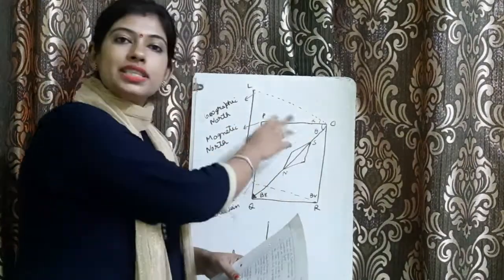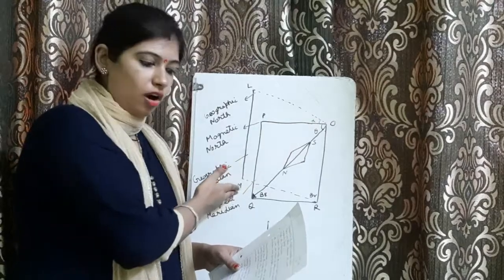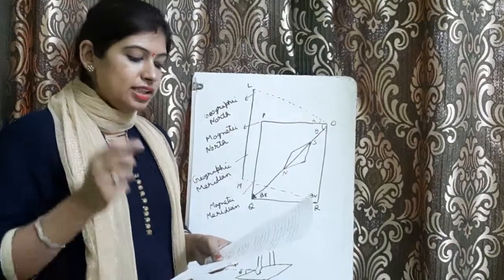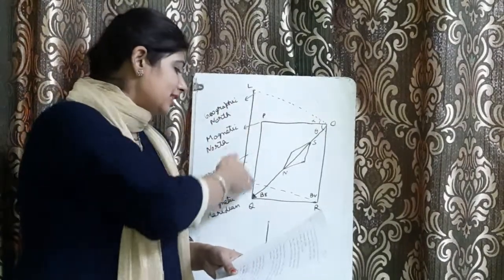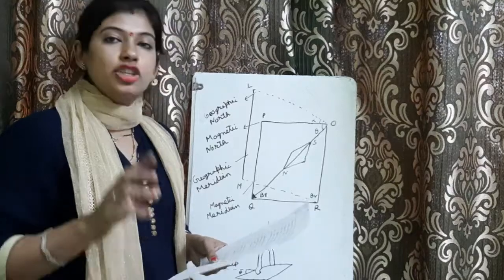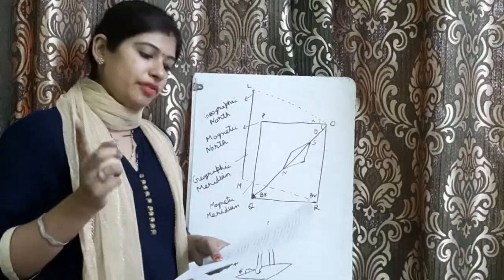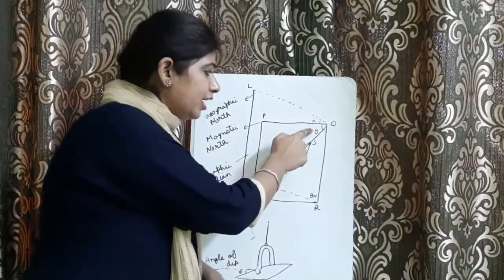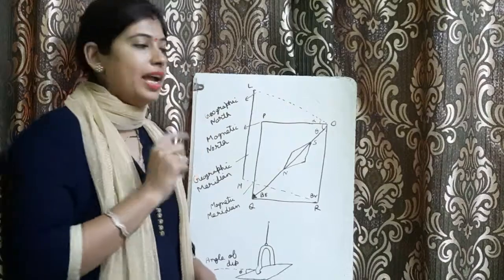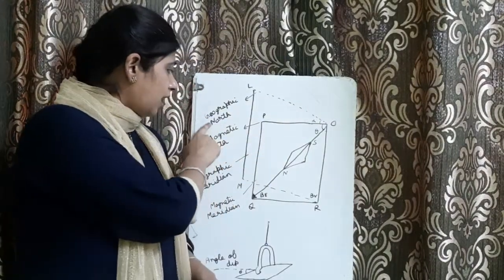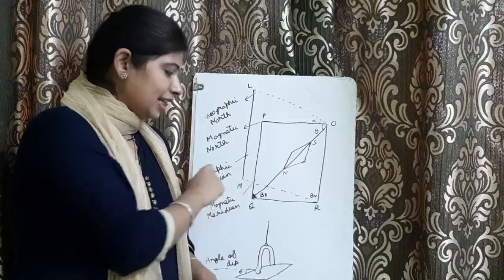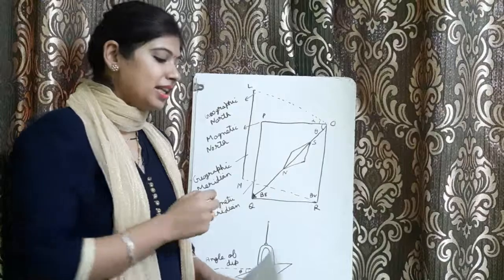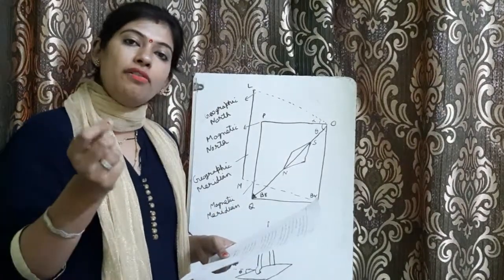This is the plane which is passing through the axis of a freely suspended needle. This is known as the magnetic meridian, and this is the vertical plane which is passing through the geographical north and geographical south pole. This is known as the geographic meridian. And here you can see the angle alpha. Alpha is the angle between the geographic meridian and the magnetic meridian. The angle between the geographic meridian and the magnetic meridian is known as the angle of declination.